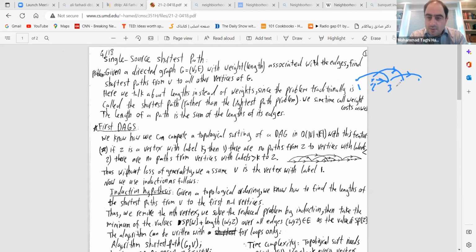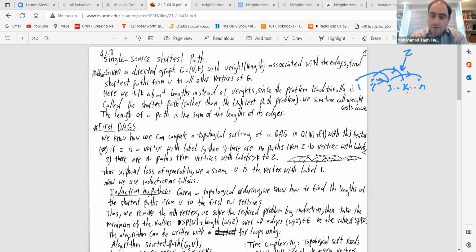So this is, I want to call it K, and this is F. Okay, so for a DAG, we have these two properties. What is the first one? So consider Z. This is the vertex Z, whose label is K.